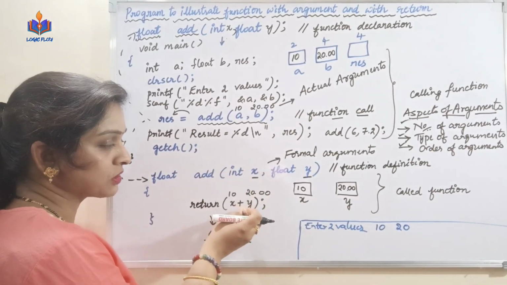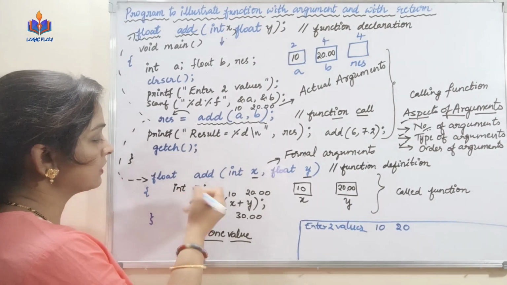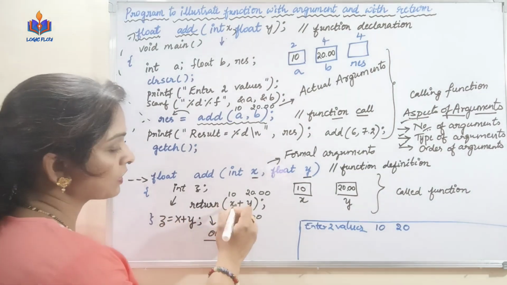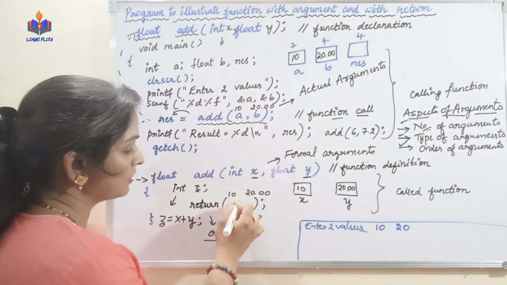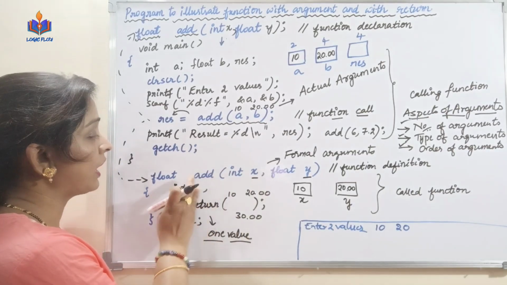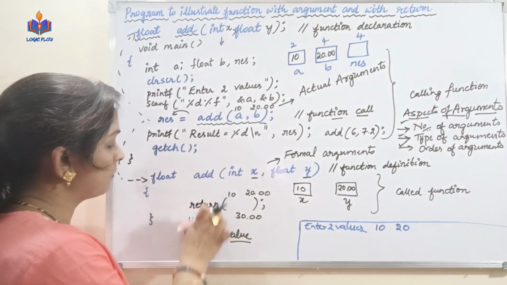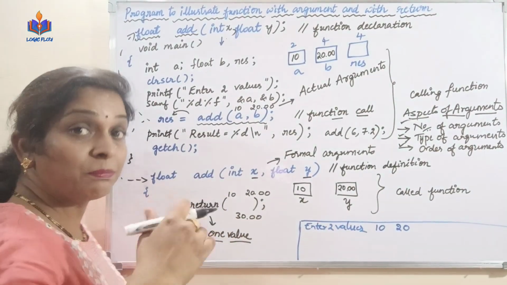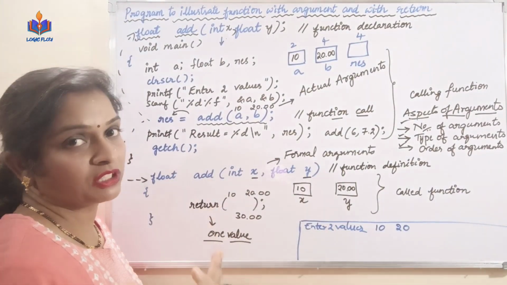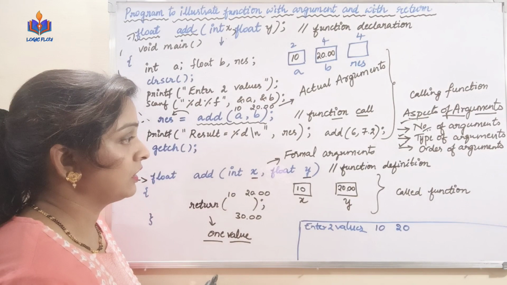You can have an expression, or you can have a local variable. You can say int z, then z equal to x plus y. Then instead of writing x plus y here, you can say return z. Like this also you can do. But why waste the memory? We have to write the program in such a way that we use the memory efficiently. We shouldn't simply waste the memory. We have to write the program in such a way that we effectively utilize the memory. That is the good practice and the efficiency of the program.